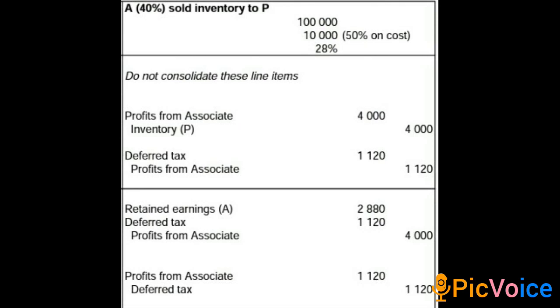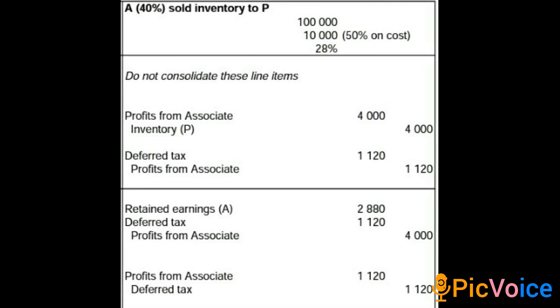Now in the situation where the associate is the one selling to the parent, the associate is the one making the profit, but for purposes of consolidation, in our statement of profit or loss, we have share of profit from associate. That's why we then debit the share of profit from associate and then we credit the inventory. And then again, since the associate is the one selling and therefore the one making the profit, it is the one that is taxed. That's why we don't have income tax, but rather profit from associate.